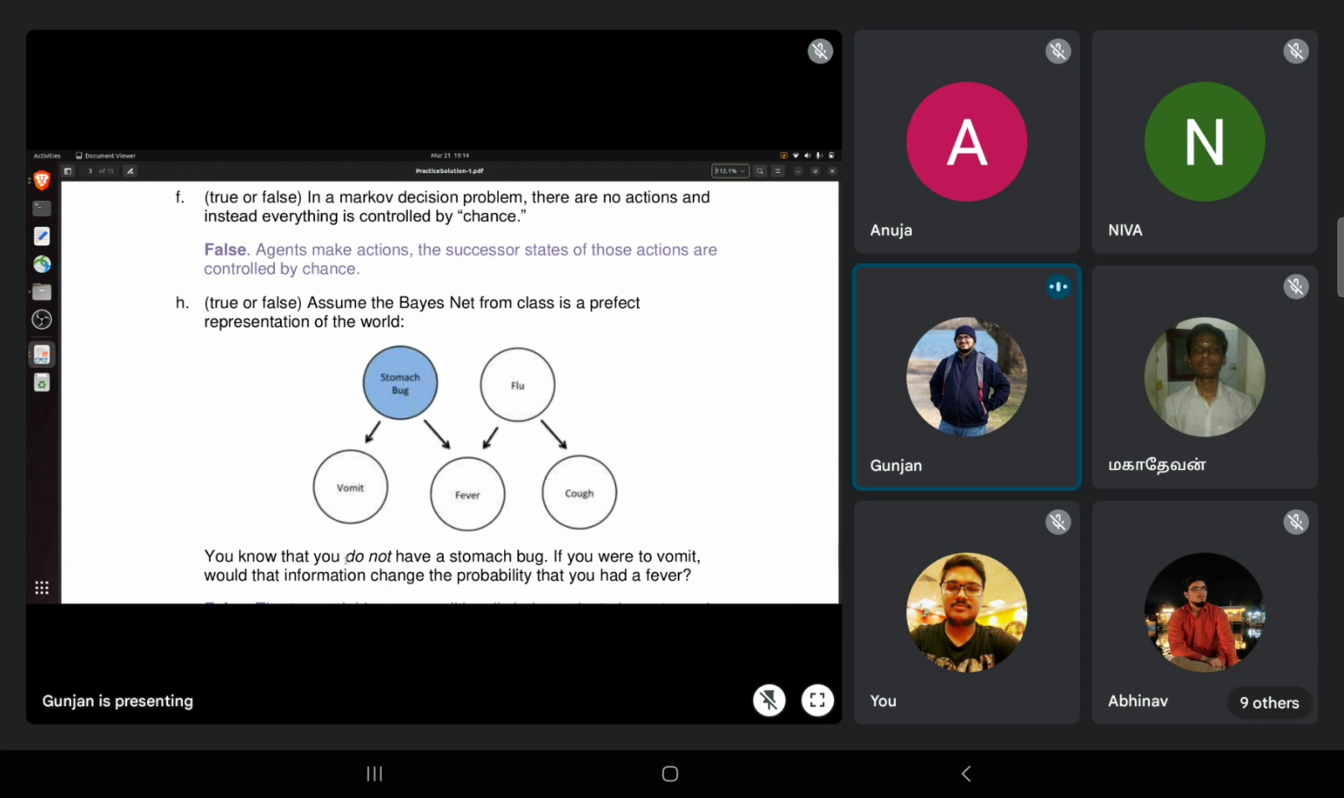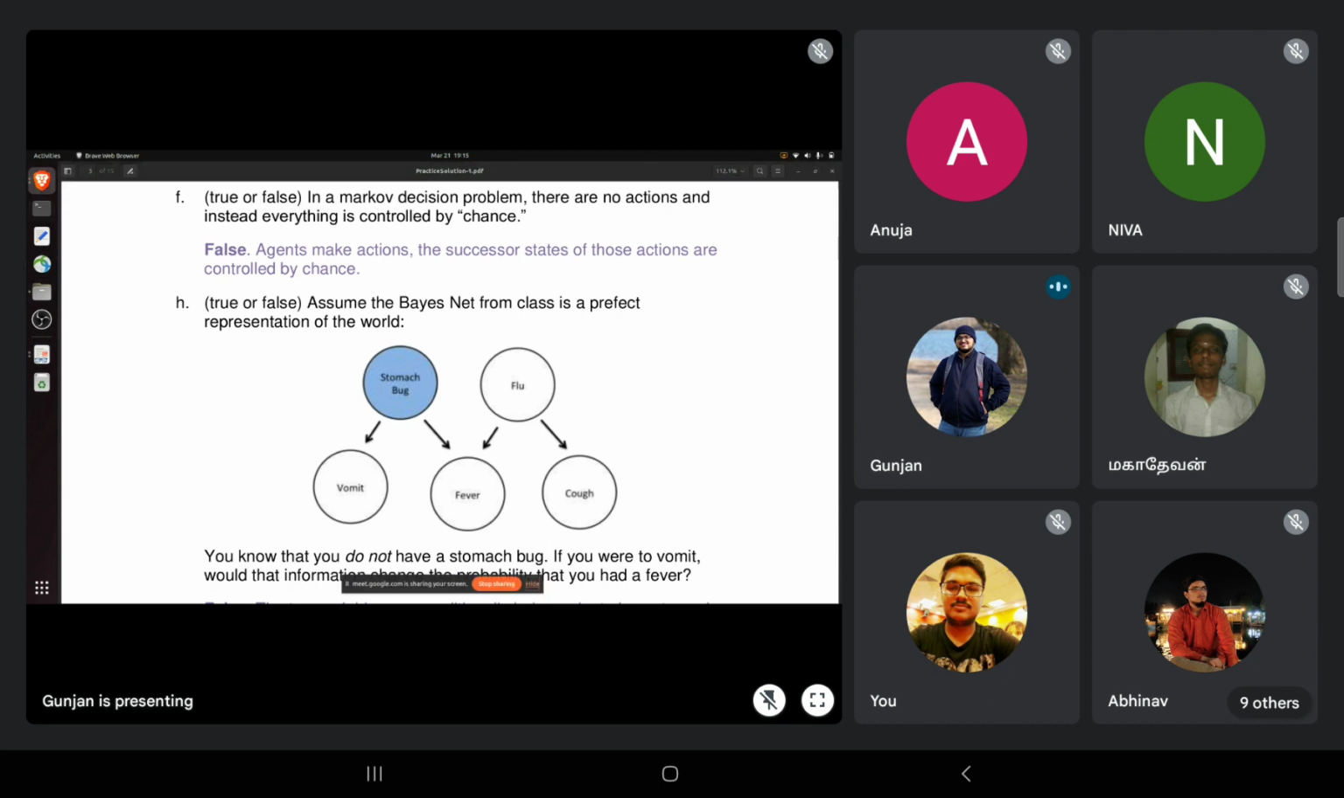If you were to vomit, would that information change that you had a fever? When you are saying it is false, why is that false? So because the two variables belong to the same stomach bug, sir. So I say the answer is false, sir. But fever is also dependent on flu, right? So fever is dependent on stomach bug and fever is dependent on flu.